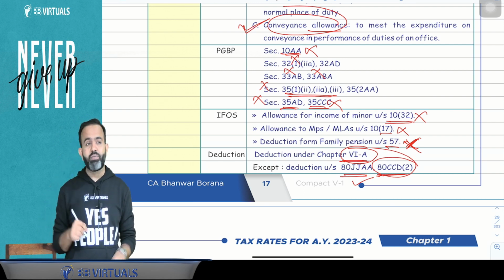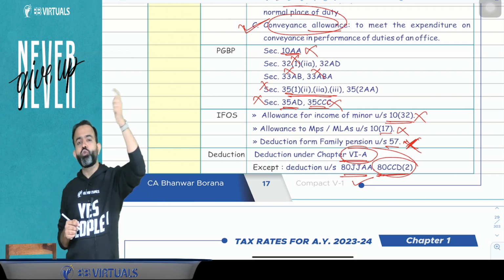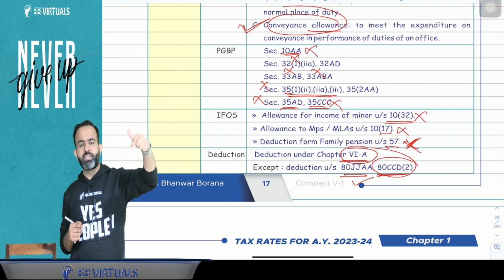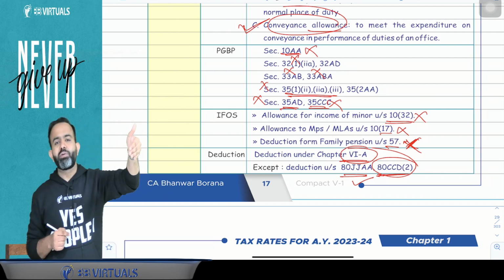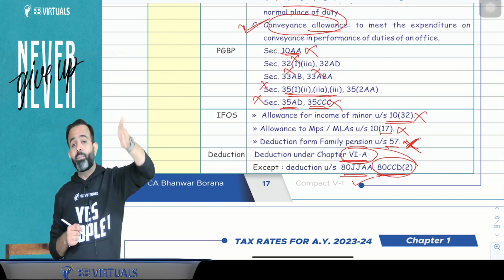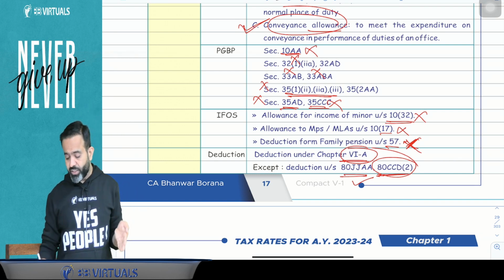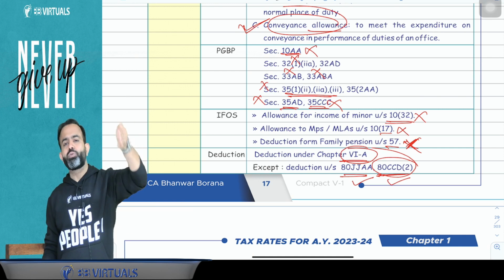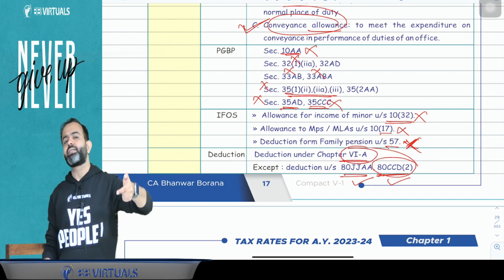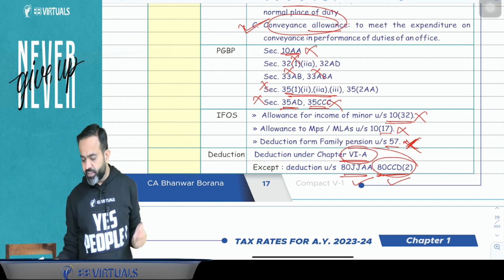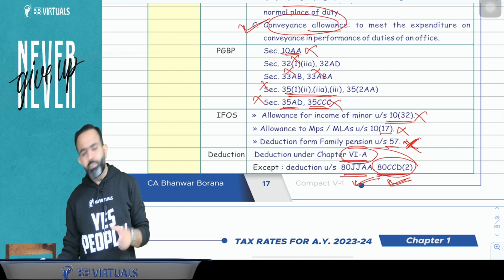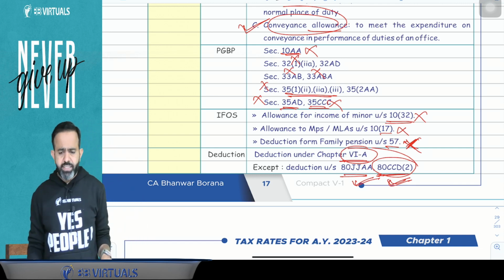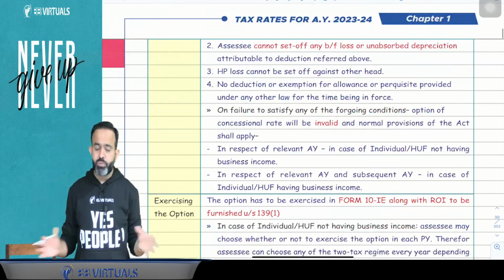80CCD(2) is like, you know that whenever the employer makes a contribution to the National Pension Scheme or central government pension scheme, then the employee can claim a deduction under section 80CCD(2) on that contribution, and that deduction amount is 10% of the salary or the contribution made by the employer, whichever is lower. And instead of 10%, there will be 14% in case of a central government employee or a state government employee. So that can be claimed by the employee, but other than these two deductions, any deduction under chapter 6A is not allowed.